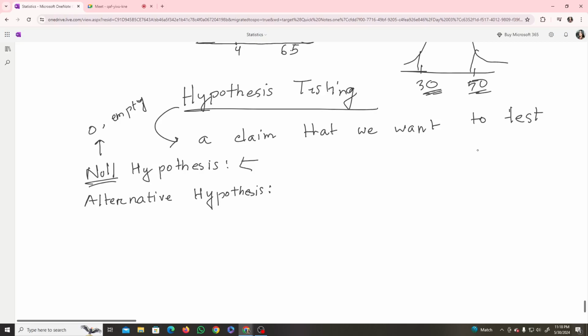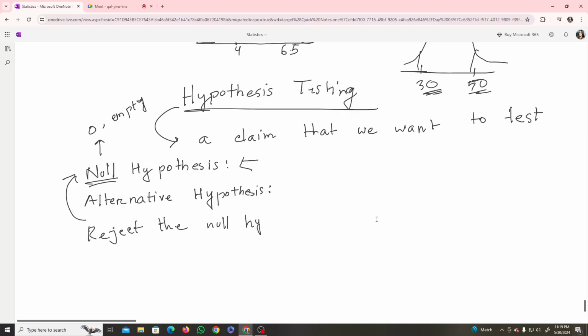So our main motto or goal would be to reject the null hypothesis. We want to reject the null hypothesis. This is our main target as a statistician. Reject the null hypothesis.